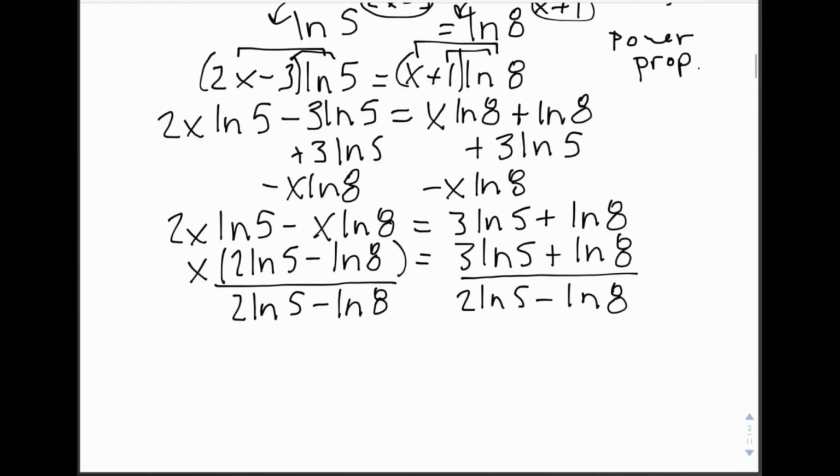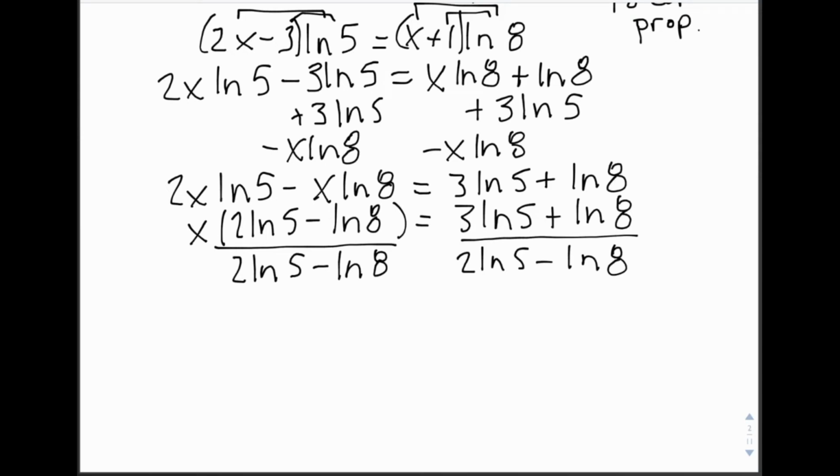So we can go ahead and punch that into our calculator. So we want to make sure to use parentheses. So the top portion will be 3 natural log of 5 plus natural log of 8, divided by 2 natural log of 5 minus the natural log of 8. So if we punch that into our calculator, we should get that x is equal to 6.062.